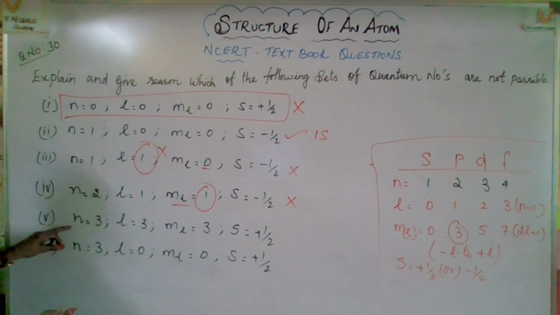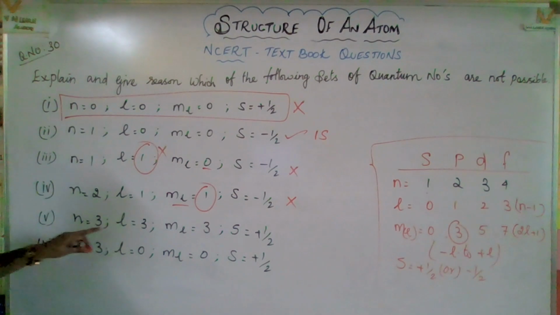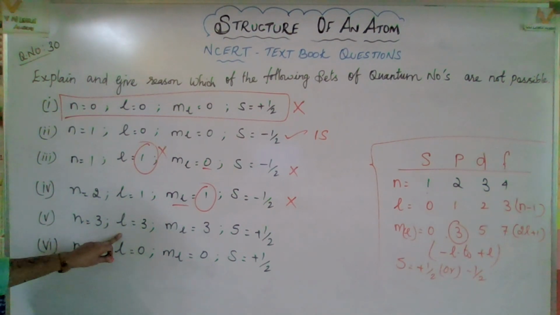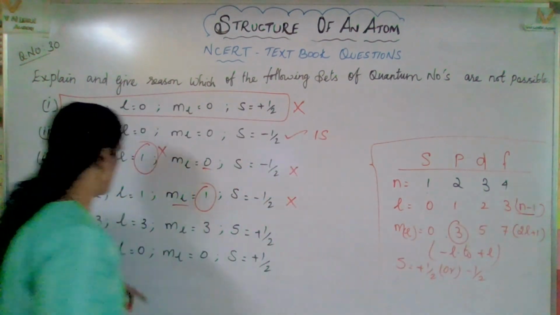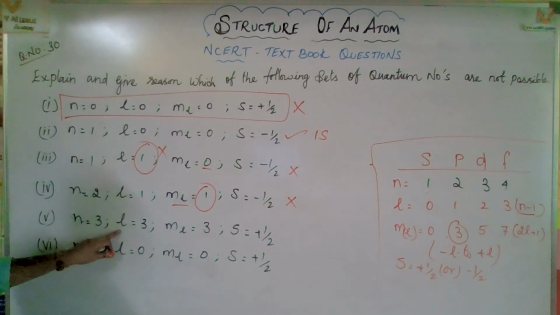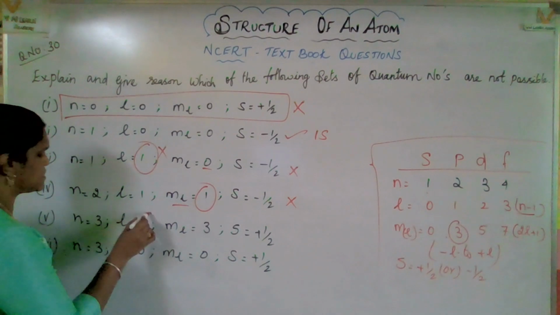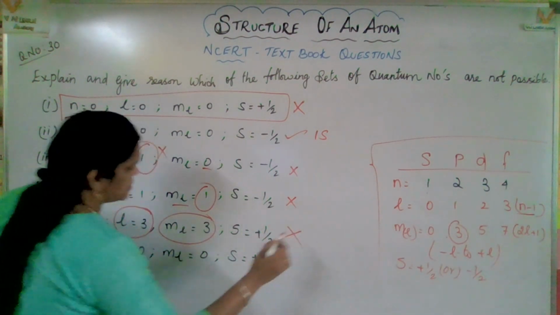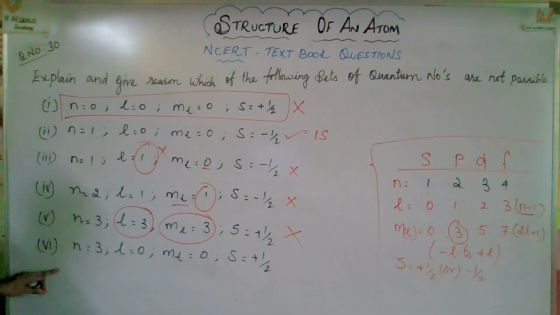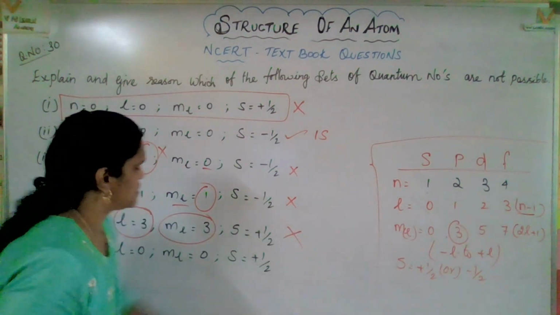And the next one, n equal to 3, l is 3. How is it possible? Because l goes up to n minus 1, right? So here l equal to 3, m also it is 3. Totally wrong. So it is not possible. Right? Okay, so please use this concept.